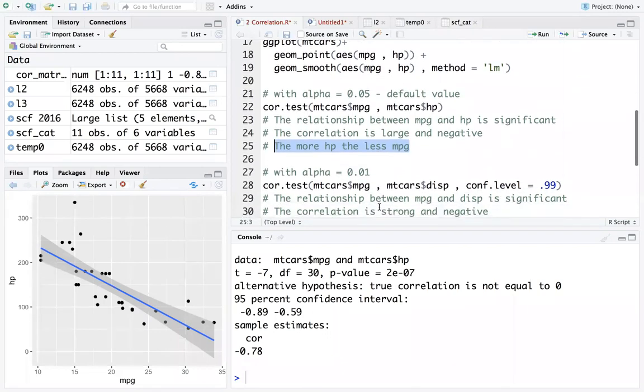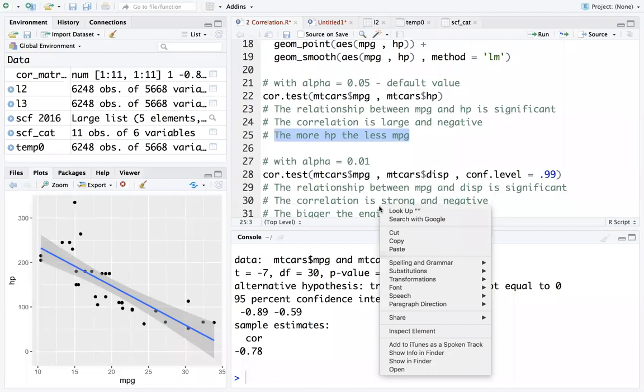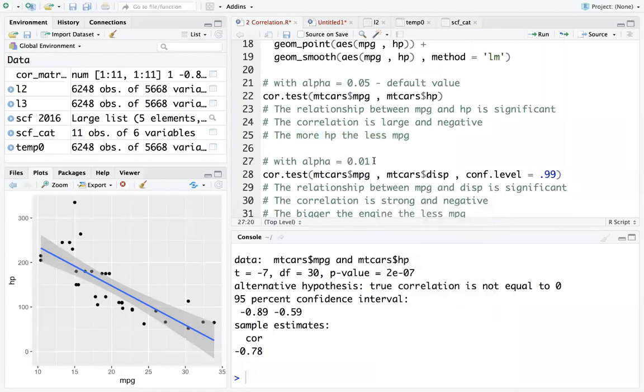The next thing is here. So let's just say hypothetically, which in the assignment, I would highly recommend that you set your alpha to 0.01 because the data set is going to have a lot of observations, okay? So let's run our correlation between miles per gallon and displacement. Displacement is the size of the engine.